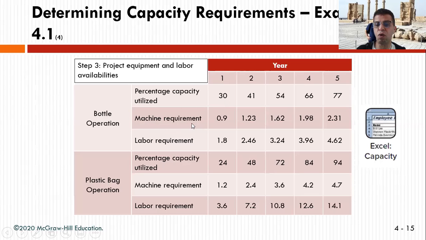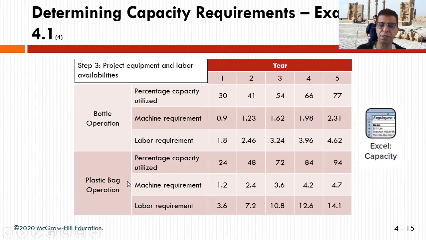And machine requirement, how many machines do we need? We need 0.9, or 1 machine, to work. So we can divide these over the machines. And labor-wise, we have a labor requirement of 1.8, which goes to 2 people.